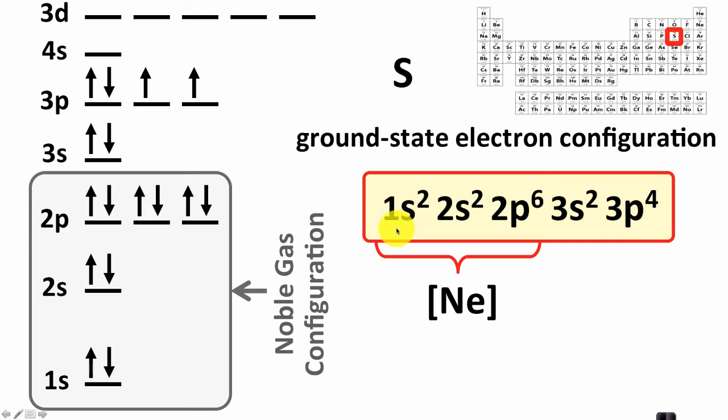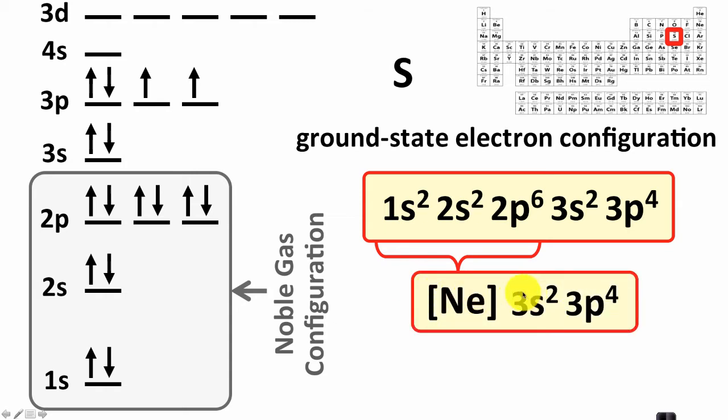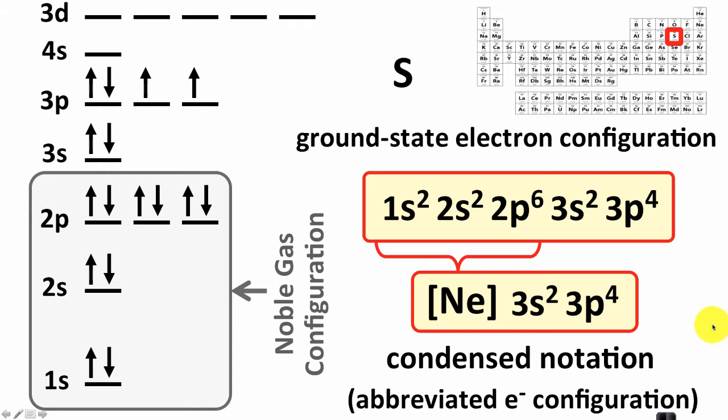So neon has an electron arrangement of 1s2, 2s2, 2p6. So instead of writing that in the electron configuration, we write neon in brackets, and then afterwards we write the rest of the configuration, which is 3s2, 3p4 in the case of sulfur. This is what's known as a condensed notation, or sometimes called an abbreviated electron configuration or a noble gas configuration.